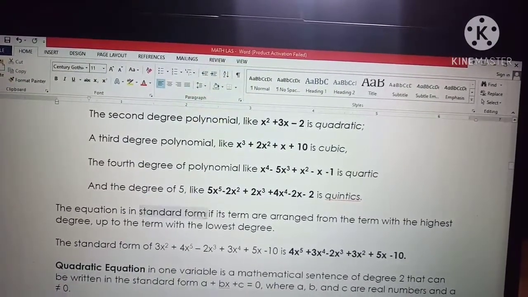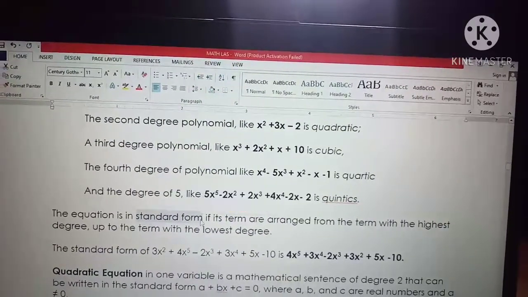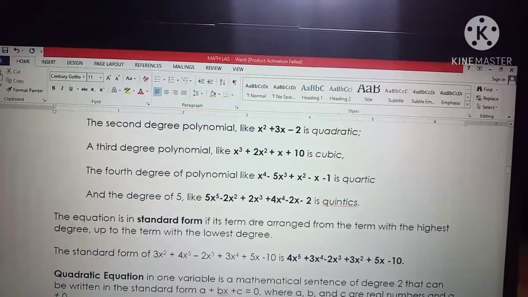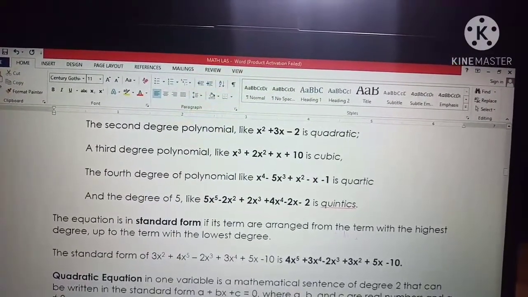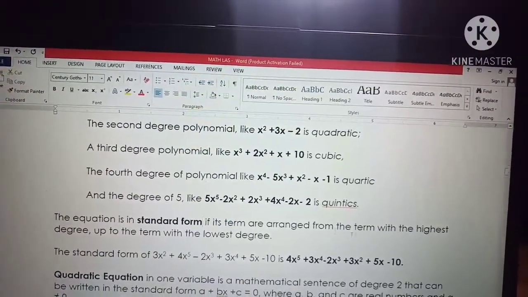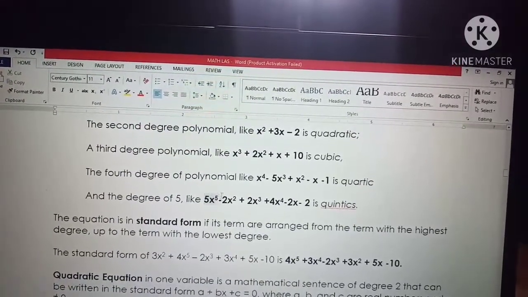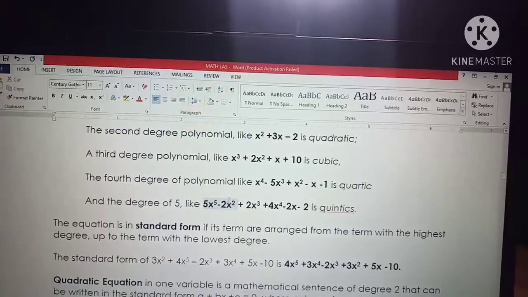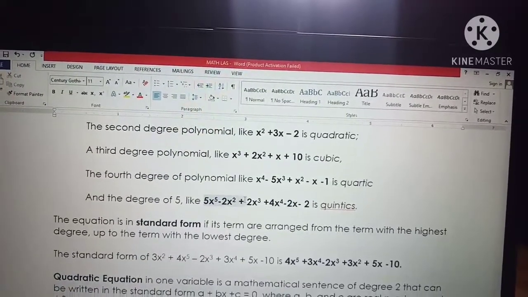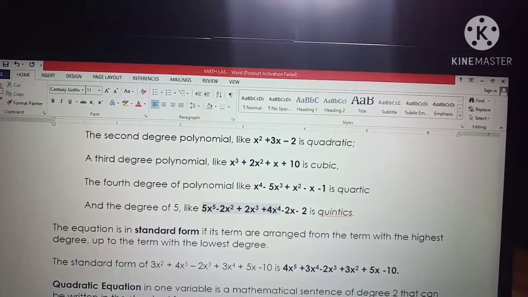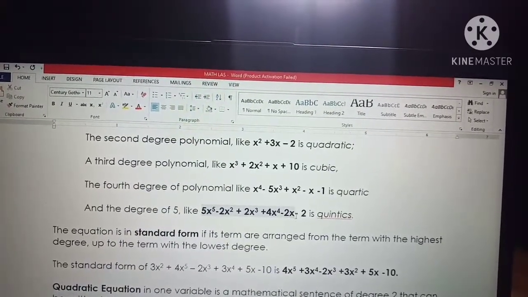Paano natin malalaman kung ang equation ay nasa standard form? So, malalaman natin na ito ay nasa standard form kapag naka-arrange yung term from the highest to the lowest degree. For example, we have 5x raised to the power of 5 minus 2x squared plus 2x cubed plus 4x raised to the power of 4 minus 2x minus 2.